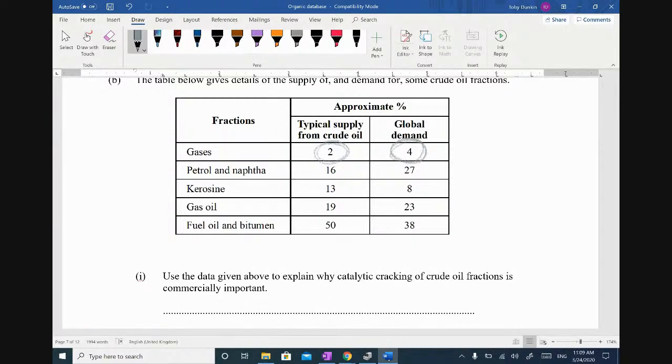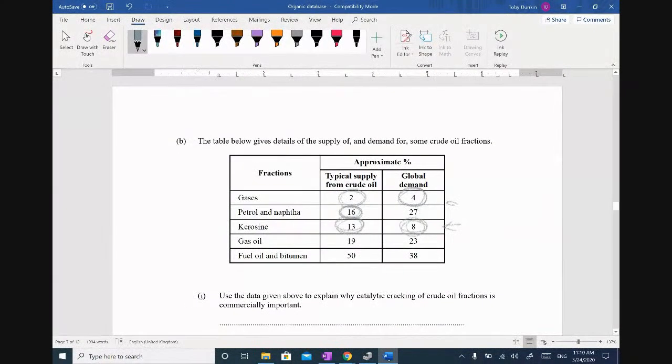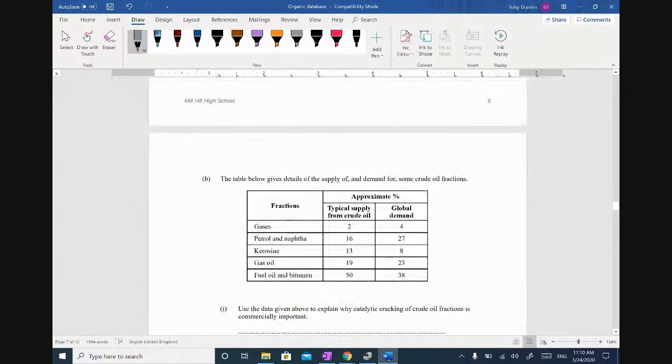And look at this one. Global petrol and naphtha supply is low, demand is high. Kerosene, supply is high, demand is low. In this particular question, we're going to crack kerosene to make these. The supply is being exceeded by the demand. That's why we crack. Nothing to do with value or cost.